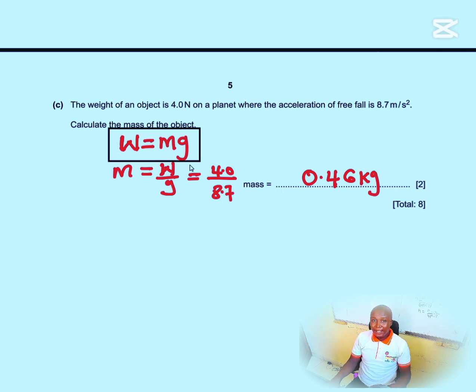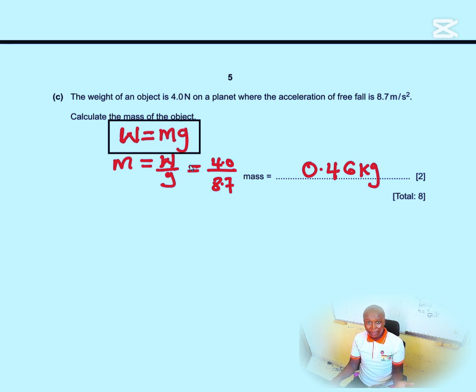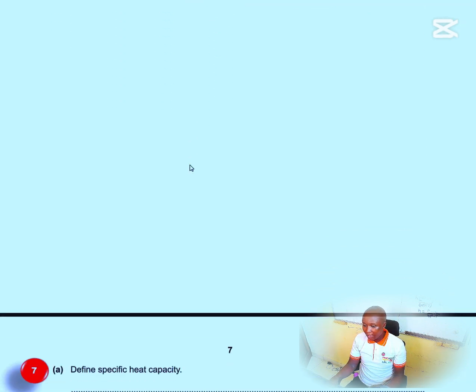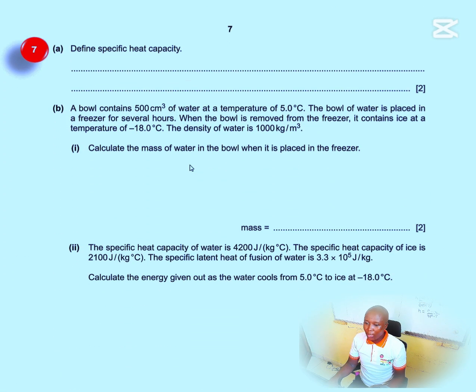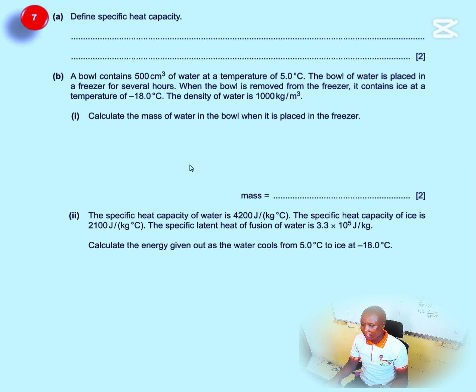And the difference between mass and weight is that mass is constant everywhere, but weight varies from one place to another because weight depends on gravity. Mass is a scalar quantity, weight is a vector quantity. So you need to know how to define different sections. We are going to move to question number 7 in the next tutorial.